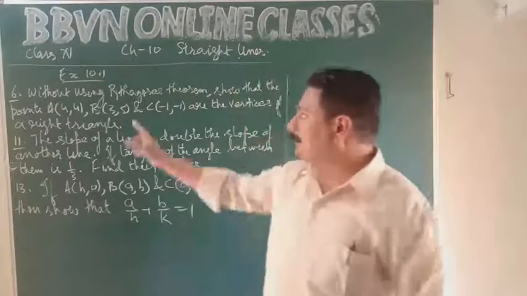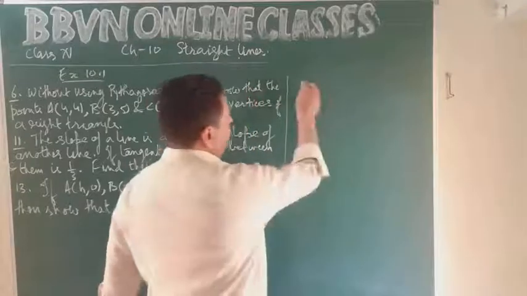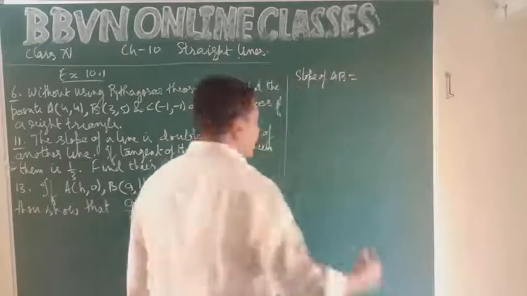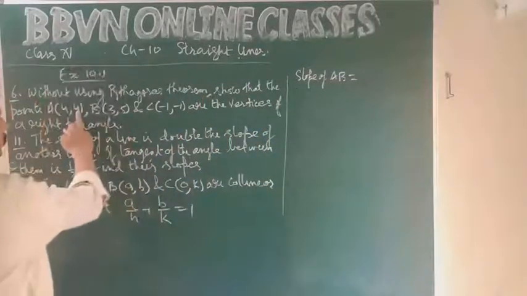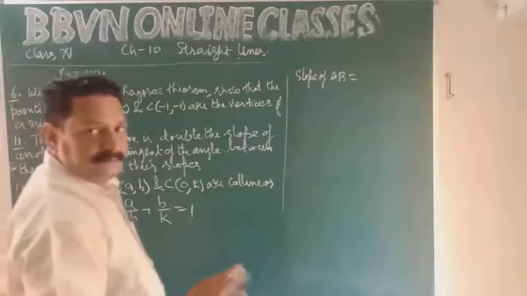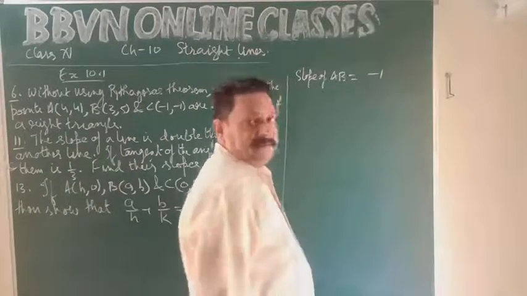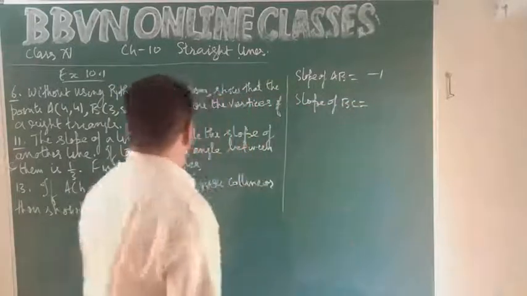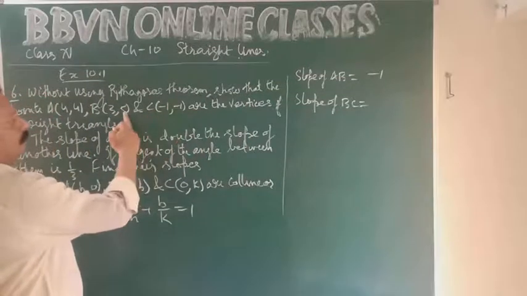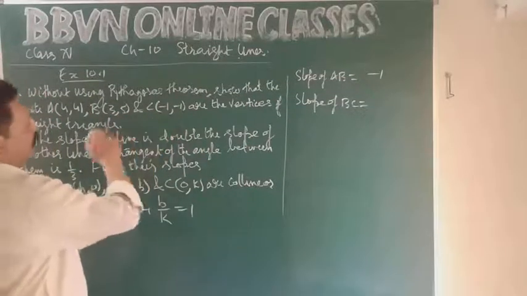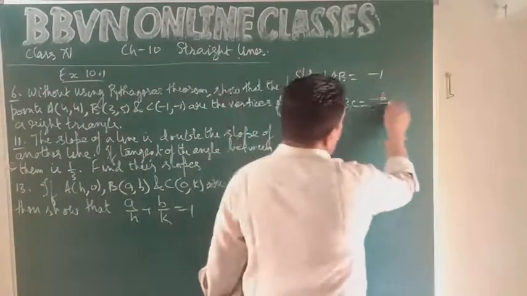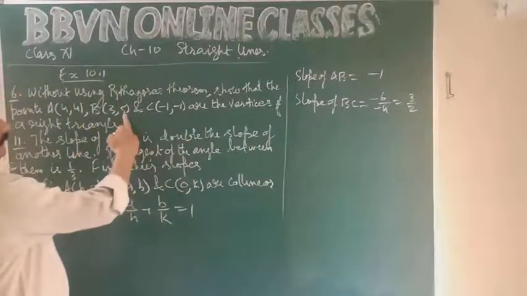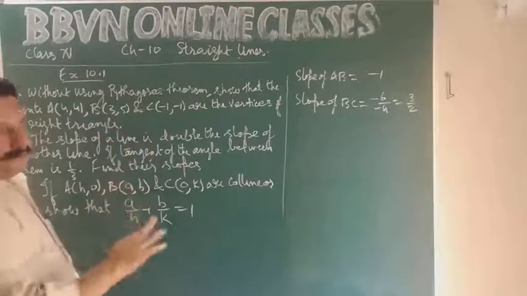Okay. Now 3 vertices are given. I'll find the slope of all the 3 sides. Slope of AB. y2 minus y1 upon x2 minus x1. 5 minus 4, 1 upon 3 minus 4 is minus 1. Slope of AB is minus 1. Slope of BC, y2 minus y1, minus 6 upon x2 minus x1, minus 4, that is minus 6 upon minus 4, that is 3 upon 2.